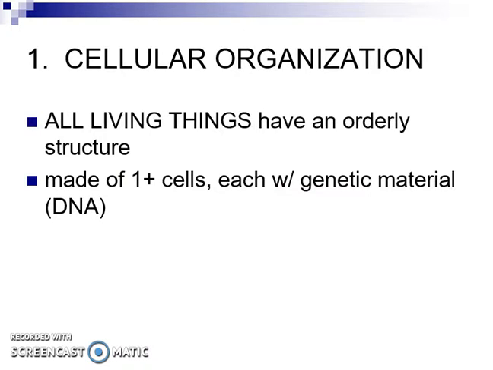So for one, cellular organization. All living things have an orderly structure. They're made of at least one cell, and each of those cells have some genetic information, which we refer to as DNA. We will learn much more about DNA later on in the year.